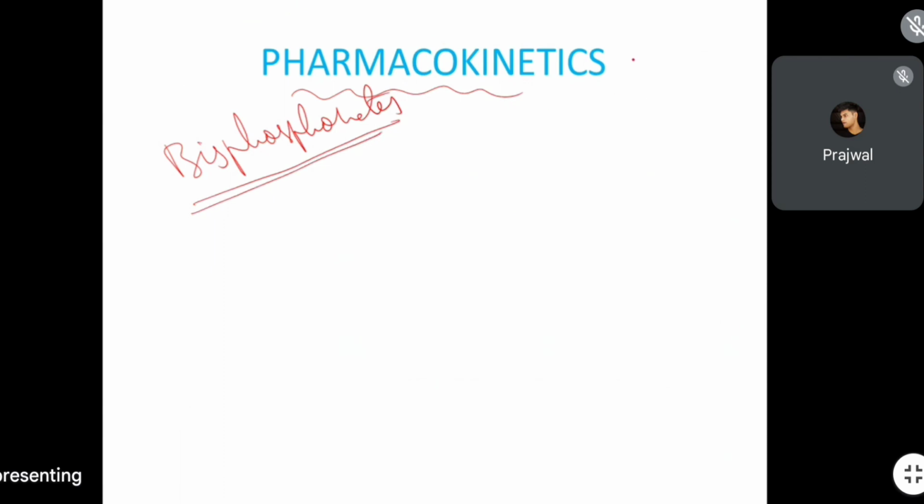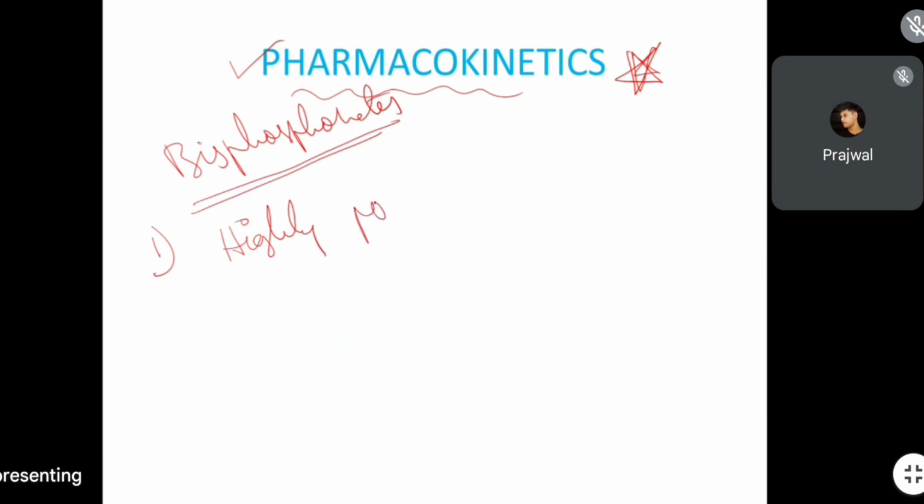Very, very important. If you go and write competitive exams anywhere, from this pharmacokinetics only they will ask questions, not from the mechanism. From the pharmacokinetics they will ask questions about bisphosphonates. Number one, very, very important point about pharmacokinetics of bisphosphonates, याद रख लो सब लोग. Bisphosphonates are highly polar in nature.